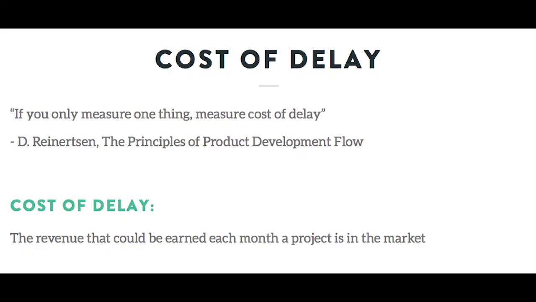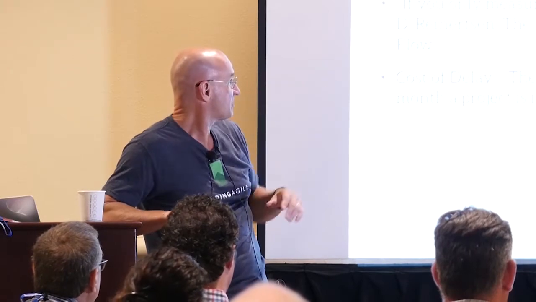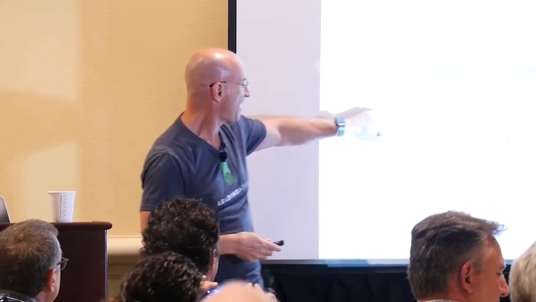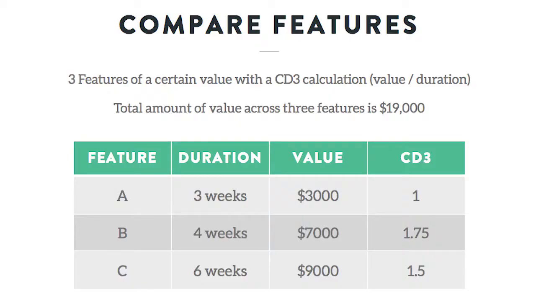How many of you understand this concept of cost of delay? Yeah. So cost of delay is, while we're working on it, it's not out there in the market generating revenue. And Reinertsen will say, if you only measure one thing, measure cost of delay. The setup for this example I'm going to show you is we have feature A, it'll take 3 weeks to do, the value is $3,000. The cost of delay calculated is 1. So we have feature B, 4 weeks, $7,000. Cost of delay is 1.75. C, 6 weeks, 9,000.